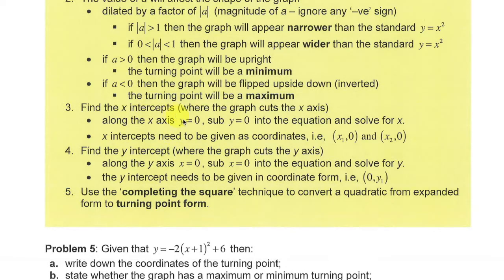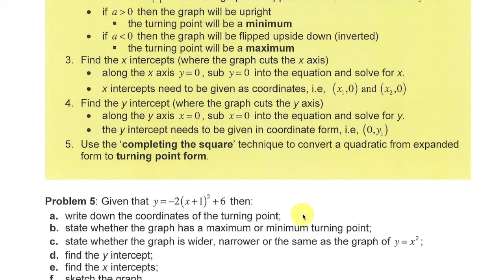Finding x-intercepts, just make y equal to 0 and solve for x. To find y-intercepts, then sub x equaling 0 into the equation and solve for y. If you get given an equation that is in expanded form, then you can apply the completing the square method to convert it into turning point form. Let's look at some examples.